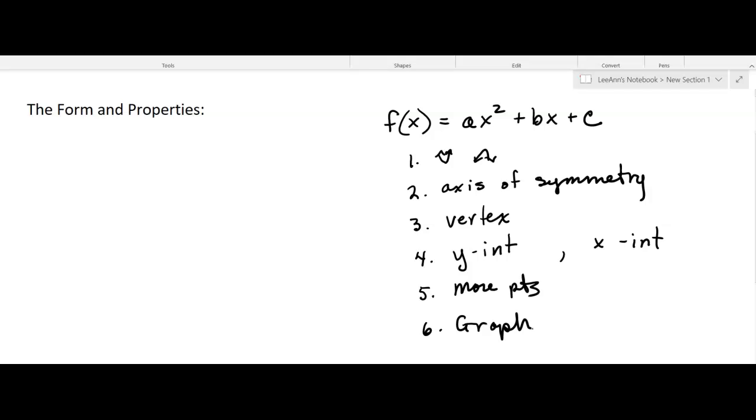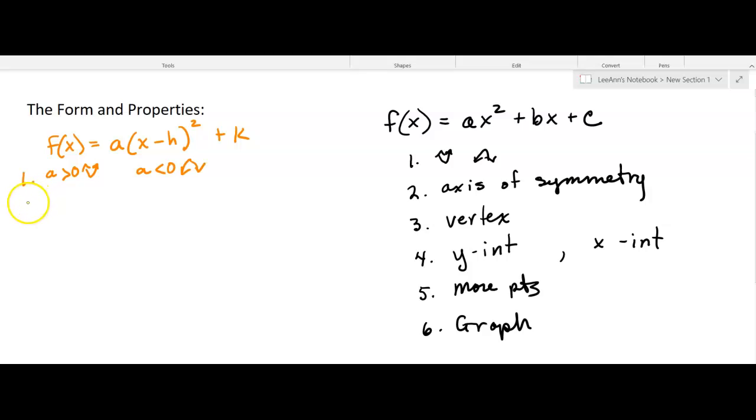Well, now we have a form, so it's going to be f of x equals a times (x minus h) squared plus k. So a will tell us if it's right side up or upside down, okay? So if a is positive, it's right side up. If a is negative, then it's upside down. That's the same as what we did before in 9.6.